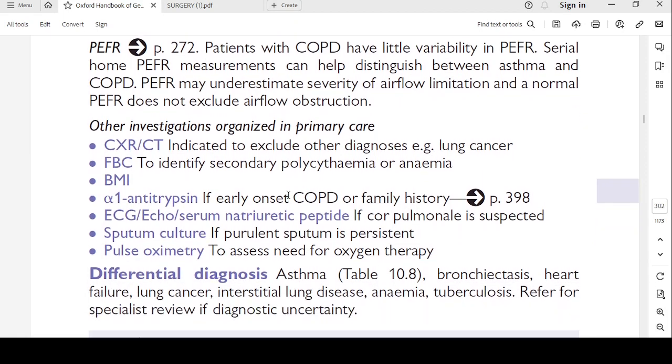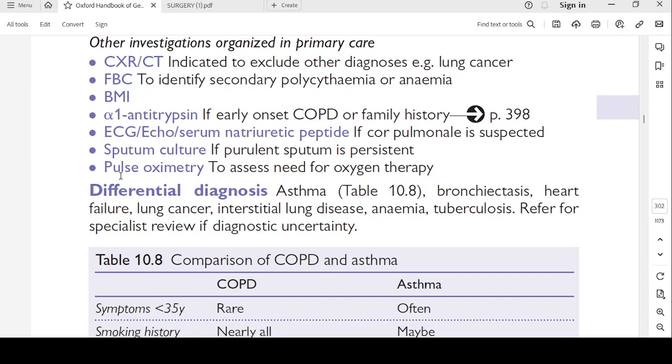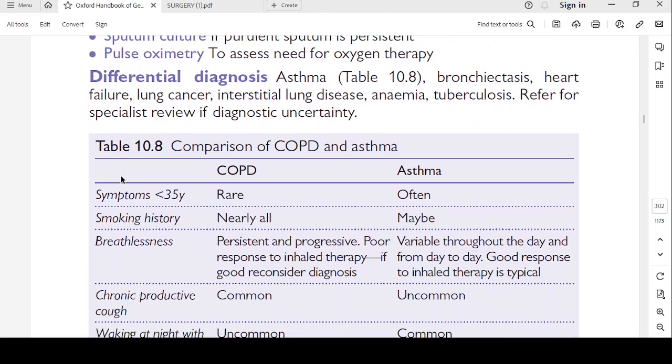Other investigations organized in primary care: chest X-ray and CT to exclude other diagnoses like lung cancer, FBC to identify secondary polycythemia or anemia, BMI, alpha-1 antitrypsin if early onset COPD or family history is present, ECG, echo, serum natriuretic peptide if cor pulmonale is suspected, and sputum culture if purulent sputum is present. Pulse oximetry to assess the need for oxygen therapy. Differential diagnosis is asthma, bronchiectasis, heart failure, lung cancer, interstitial lung disease, anemia, tuberculosis.